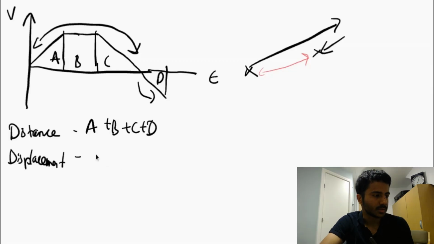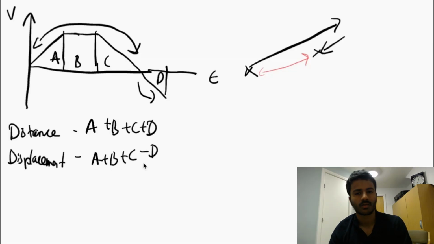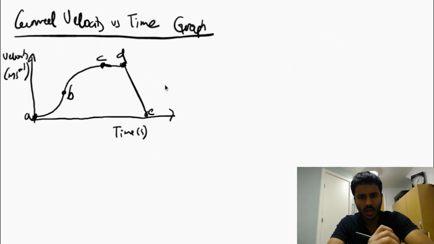So your displacement is A plus B plus C minus D. Because it's negative, because that area is under the graph, to work out the displacement, you subtract it from the others. So let's look at a curved velocity time graph now.